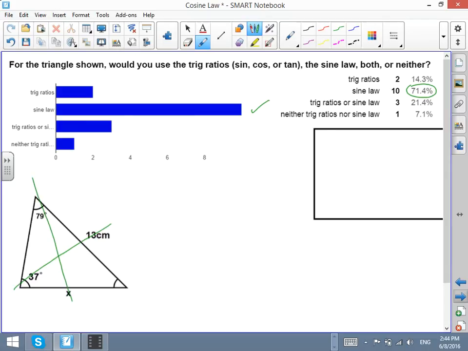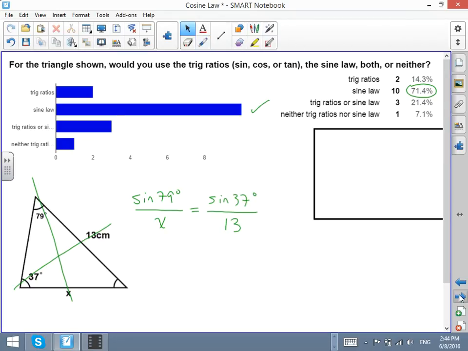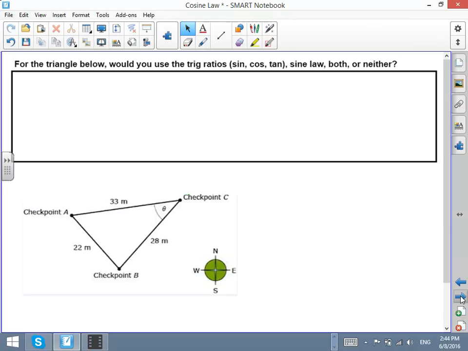The X pattern specifies that we can write sine of 79 in relation to X as sine of 37 relates to 13 centimeters. So you can write a sine law relationship for that particular triangle. Whereas with this one, let's see what your peers thought about it.